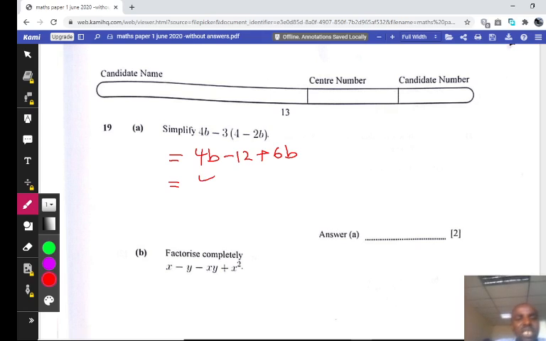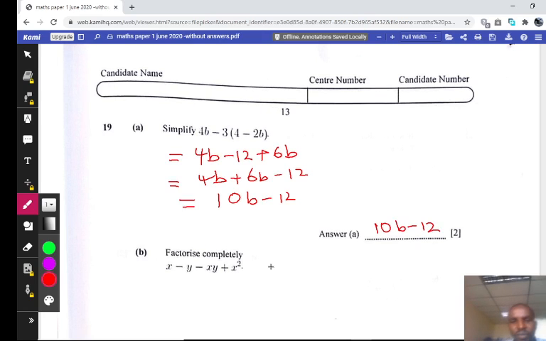Then collect like terms, 4b plus 6b minus 12. You get 10b minus 12. So this will be your final answer. You can even factorize this one, but you can write it as 10b minus 12.